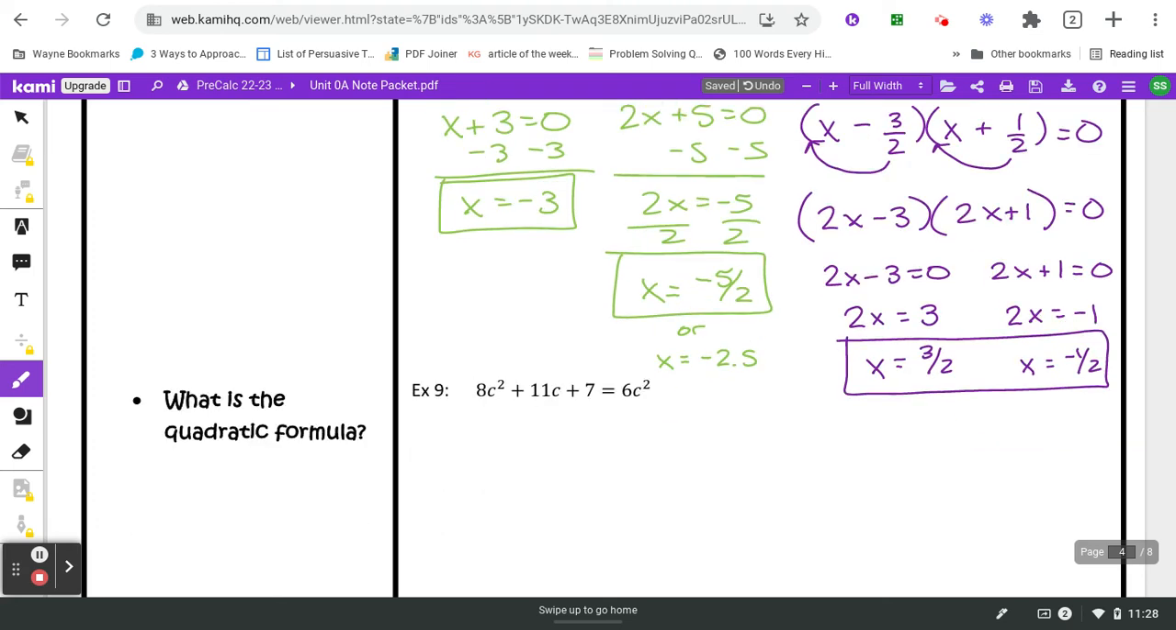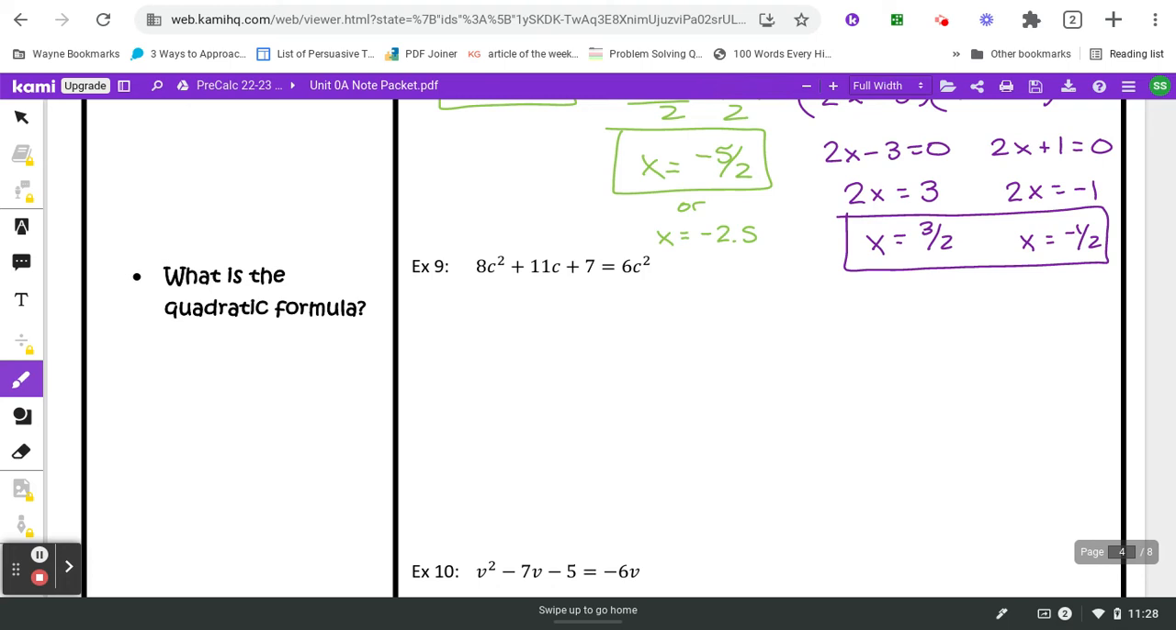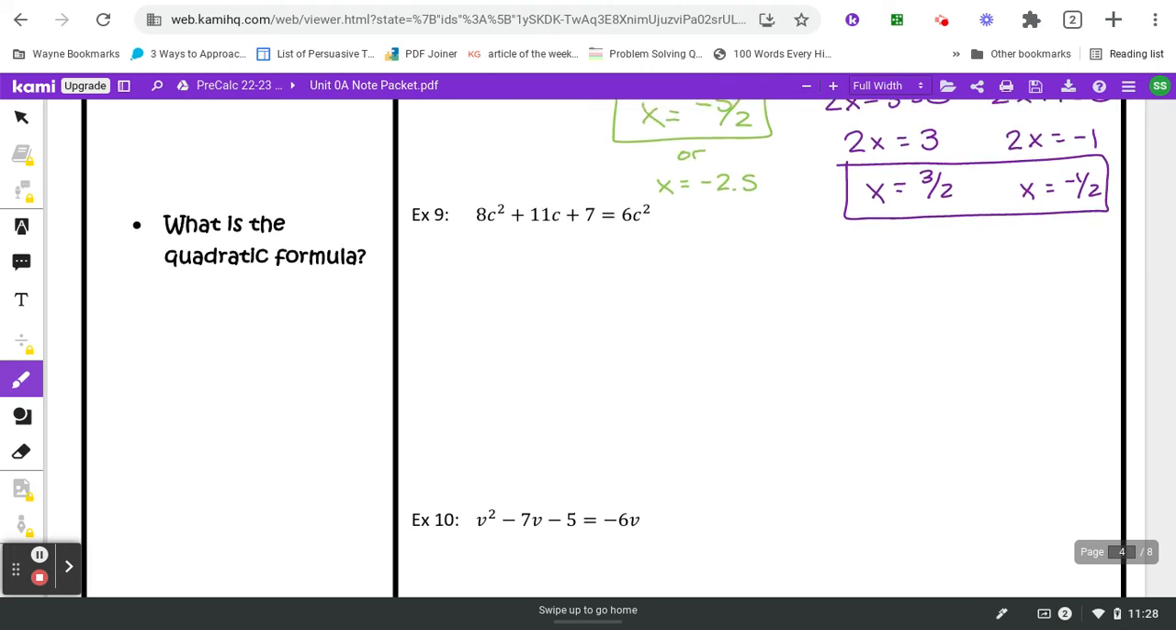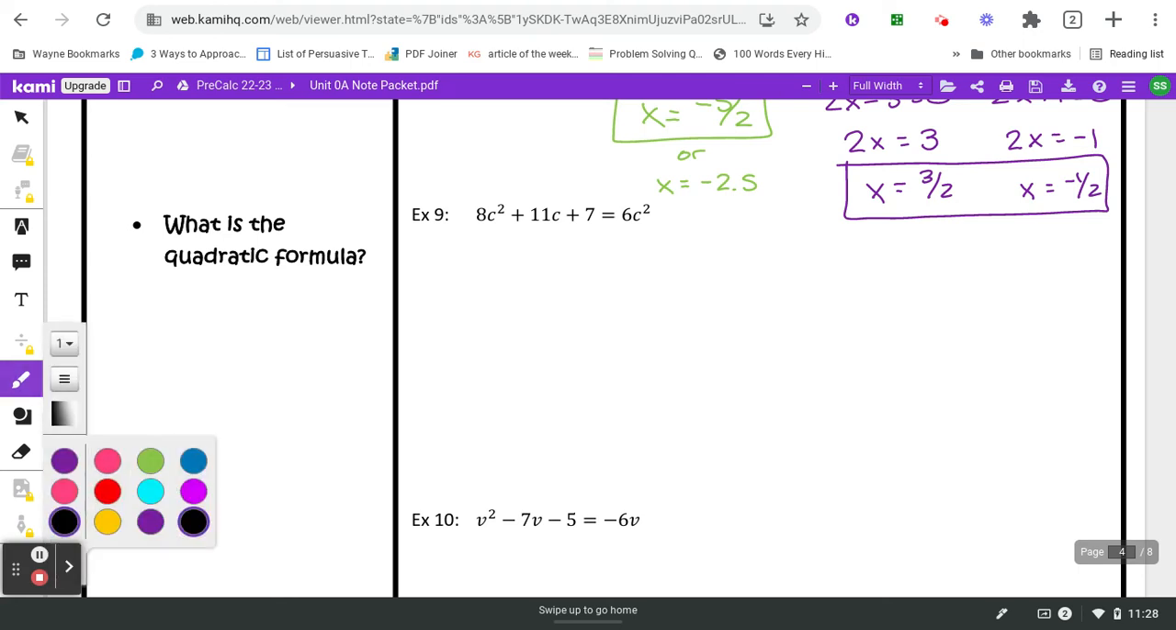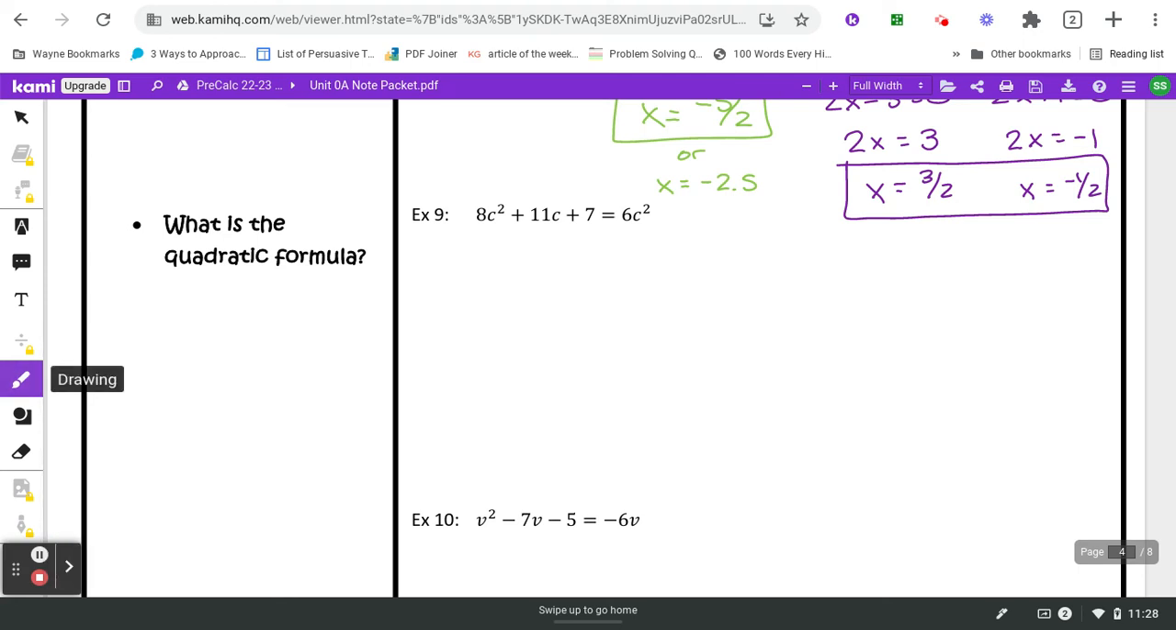All right, the last method of solving is something called quadratic formula. Quadratic formula is more of a last resort. The problems get a little bit lengthy if you're not doing it at the right time. So let's start by writing out the quadratic formula. Quadratic formula looks like this.